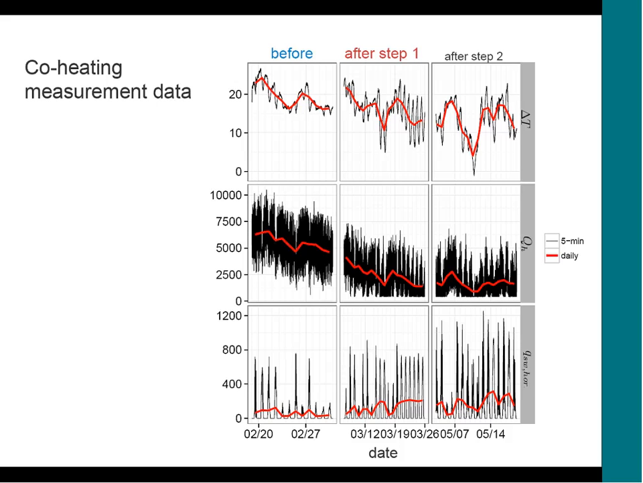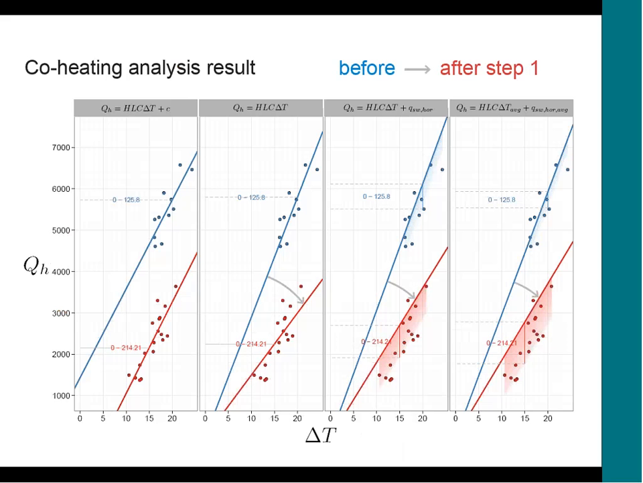And you see here clearly the difference between the 5-minute data which we collect during the test and the daily averages which we use as a basis for the analysis. So you see the daily averages in a thick red line. These are the results of applying the coheating test analysis. So it is important to distinguish between the 4 columns. The 4 columns are the results of applying or assuming different models, or fitting different models to the measurement data.